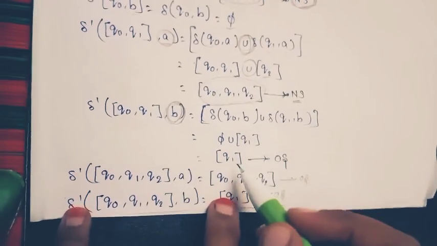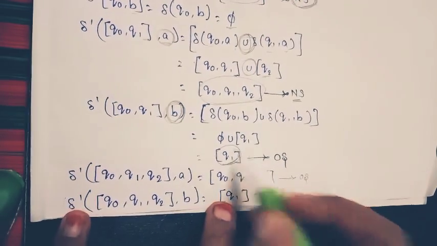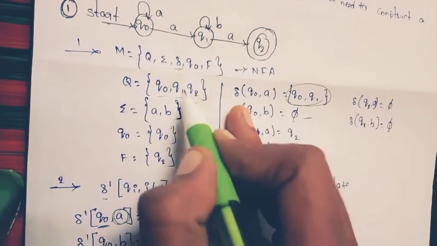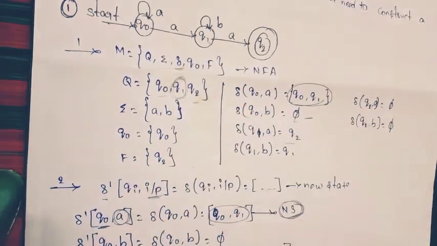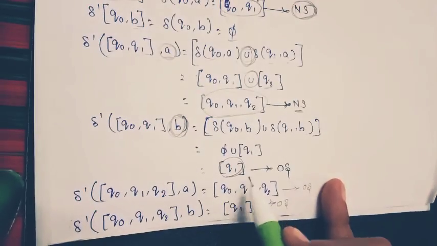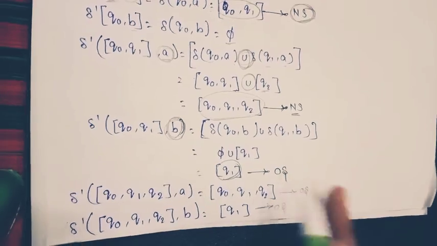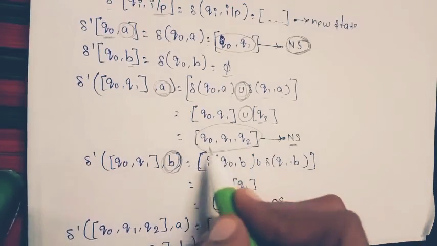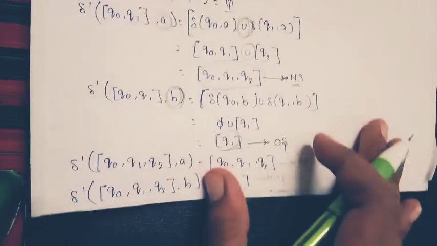I computed here, guys. I just got Q1. Q1 is the old state only, guys. See here, Q0, Q1, Q2. Q1 we already have, no, so it is an old state. So no need to compute for this state. Let's compute for the new state which we have got here, Q0, Q1, Q2. This is our new state, guys.